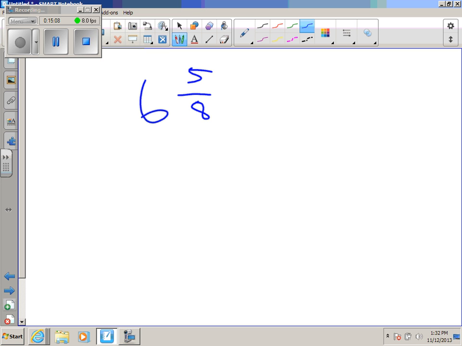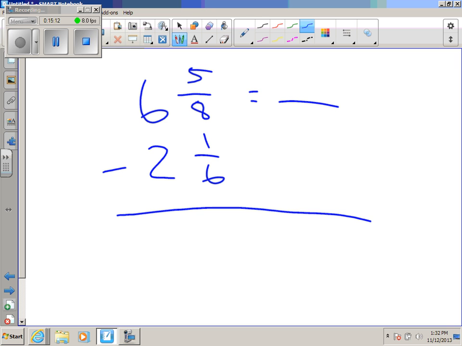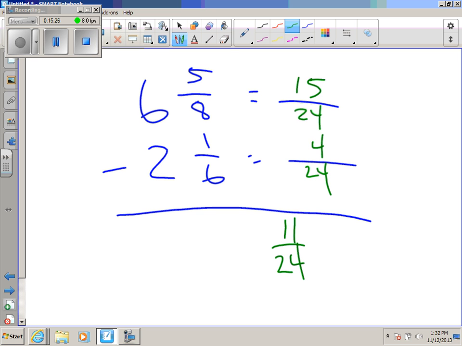6 5/8 minus 2 1/6. Between the 8 and the 6, 24. Times 3 is 15. Times 4 is 4. 15 minus 4. 6 minus 2, 4. Not a whole lot of tricks so far, right? Didn't see a whole lot of tricks yet? Yet. I got both of those right.